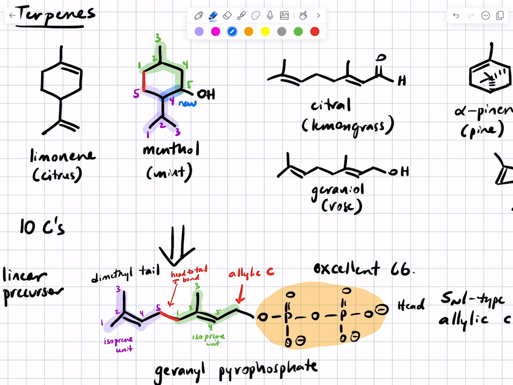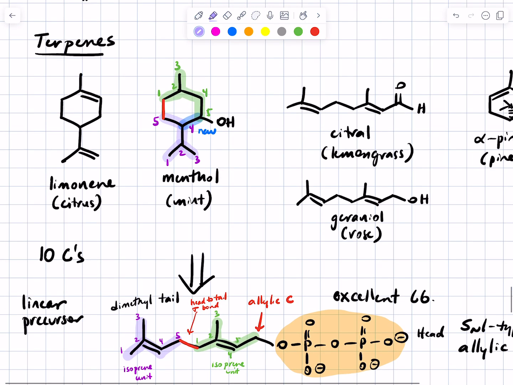So we can use similar arguments to find the 2 isoprene units in limonene. Again, 1, 2, 3, 4, 5, where this bond between purple 5 and green 1 is present in the linear precursor, but this bond between green 5 and purple 4 is new. So if we were to propose a mechanism for how limonene is synthesized, we're going to have to account for that new sigma bond.